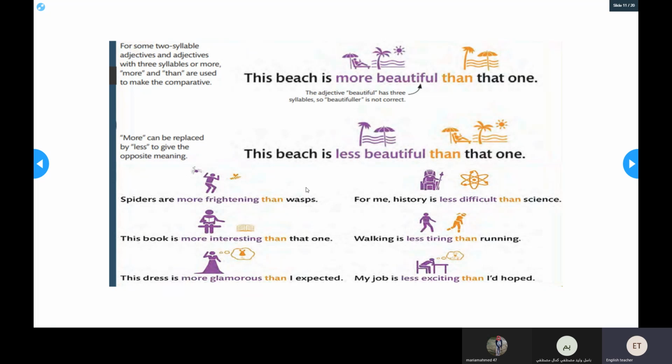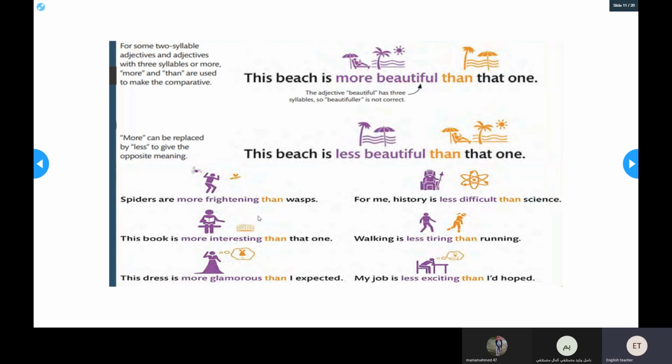Here we have some other models. Spiders are more frightening than wasps or bees. For me, history is less difficult than science. Can you read the last four examples, Mariam? Spiders are more frightening than wasps or bees. For me, history is less difficult than science. Very good. Can you read the last example?